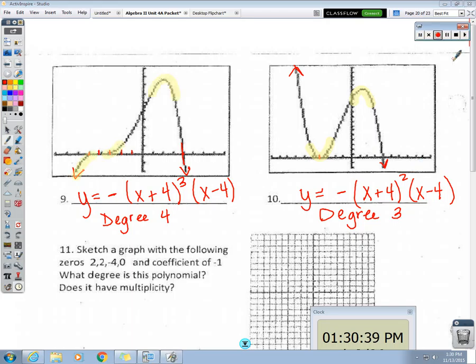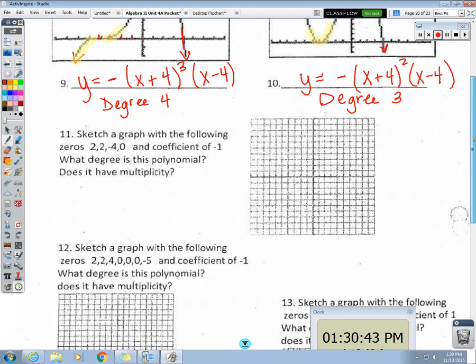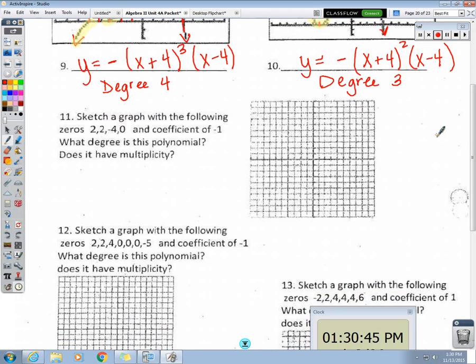Now let's look at number 11 together, because this is a different way. You haven't been asked this way before. Sketch a graph with the following zeros: 2, 2, negative 4, 0, and a coefficient of negative 1. So what is the degree of this polynomial? 4, because there's 4 zeros.